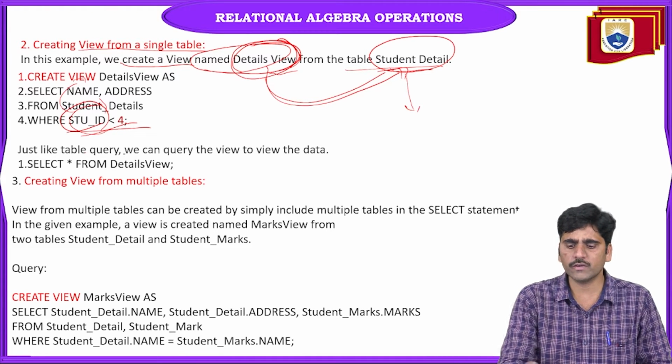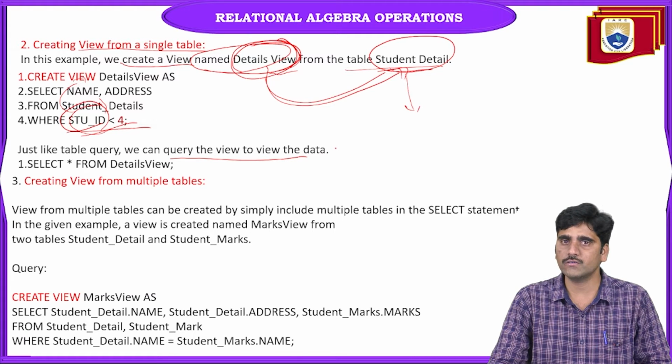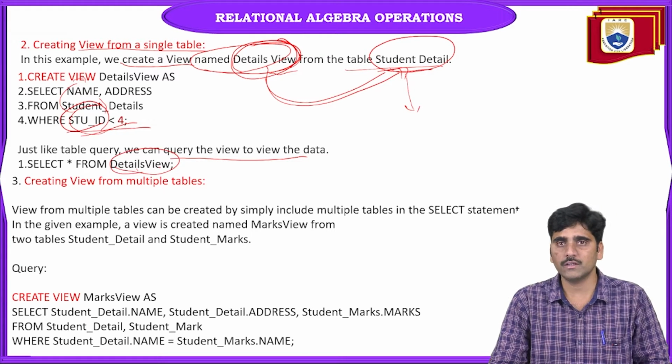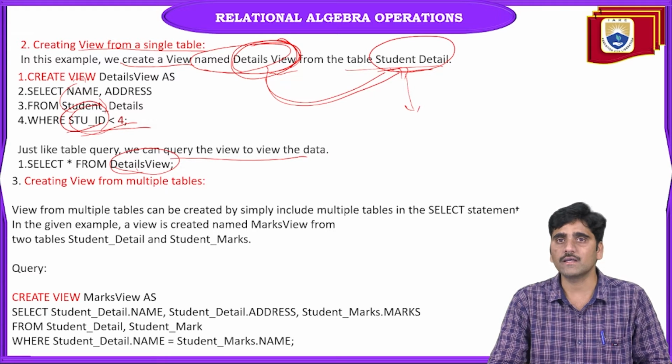So just like a table query, we can query the view to view the data. If you want to retrieve the data from the table, generally we use this syntax, select star from table name. The same way here also, we can see the content of the view by writing select star from the view name, that is details view. This is creating a view from a single table.